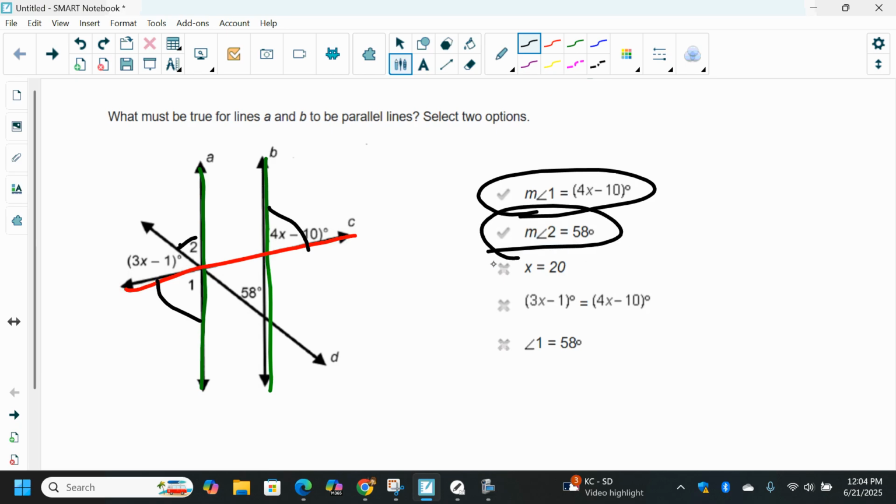X equaling 20 does not prove that they're parallel. Saying that 3x minus 1 equals 4x plus 10, those are no type of angles. They're not corresponding, they're not alternate exterior. And angle 1 equaling 58, again, those are not any type of angles to each other based on these two parallel lines. So if they are parallel, the only two that would be true would be the first two.